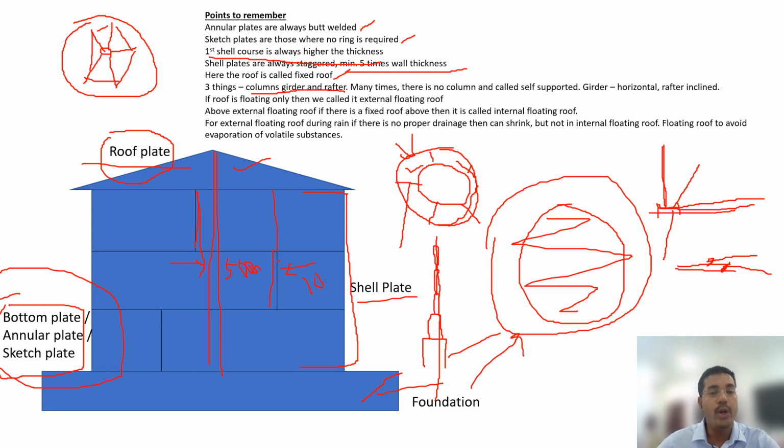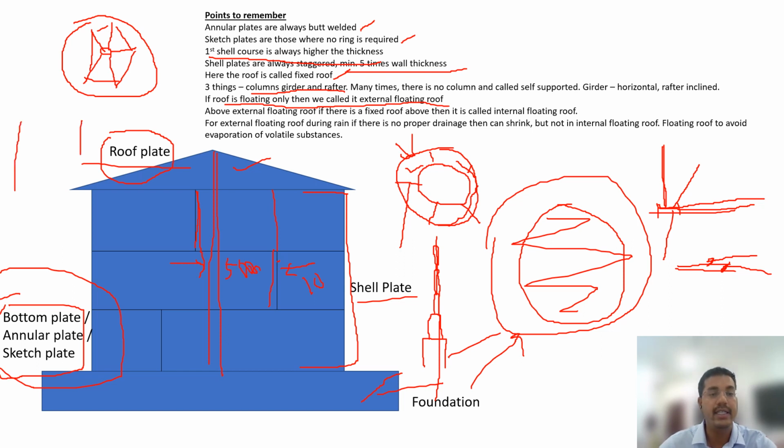There are also floating roofs. Floating roofs are used where there is a chance of evaporation. At that time we use floating roofs. There are two types of floating roofs: internal floating and external floating. If the roof is floating only, then we call it an external floating roof.